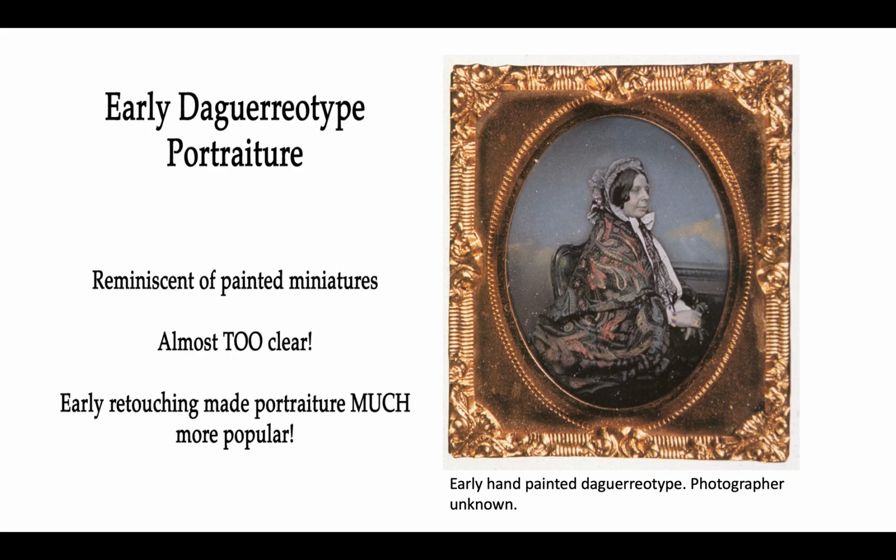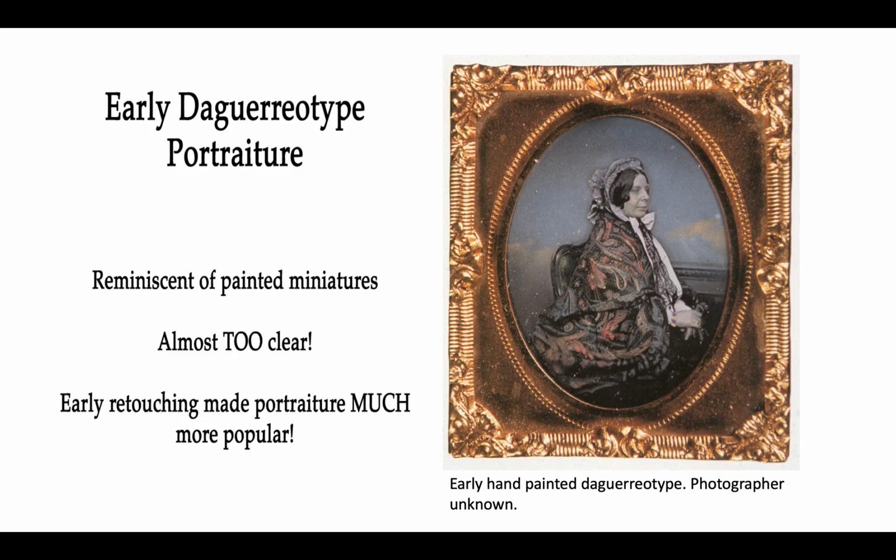Now, the method that was the early commercially successful form of portraiture was the daguerreotype. This was invented by a man named Daguerre, of course. And these were quite different from the calotypes. It was still a light-sensitive process, but it was done on a silver-plated copper plate. So these were singular. You only got one. It wasn't negative positive, but they were absolutely gorgeous. They were almost too clear. We'll talk about that in a second.